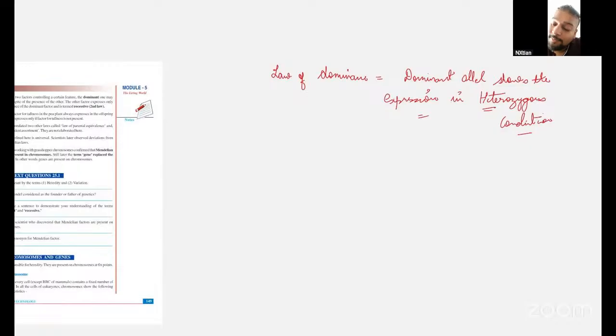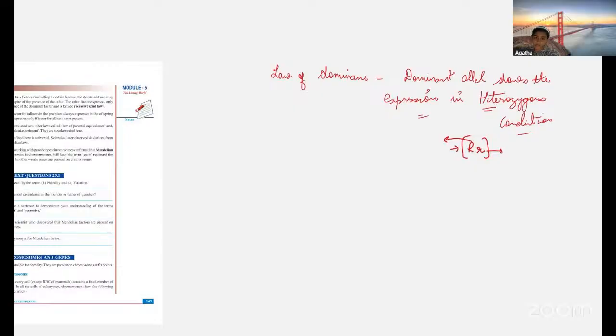So for example, capital R small r. In this, the capital R is dominant and small r is recessive. Understood, David? Miraculin, turn on your camera, please. You got it, Agatha? This is called the dominant allele. This is the law of dominance.